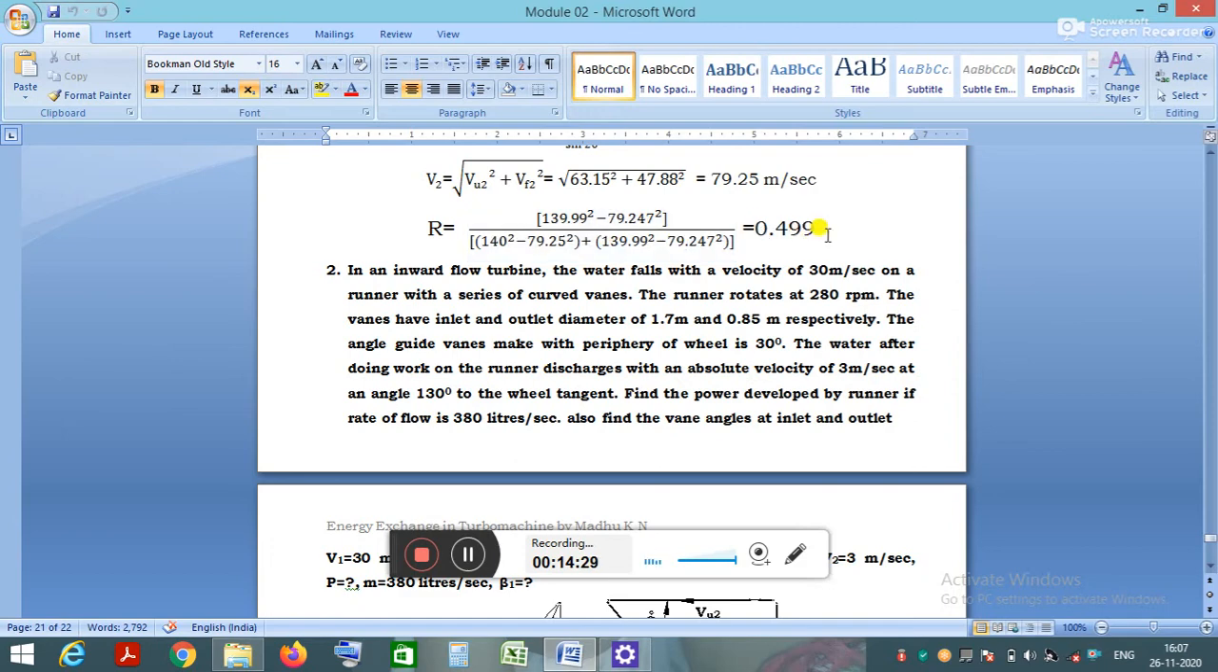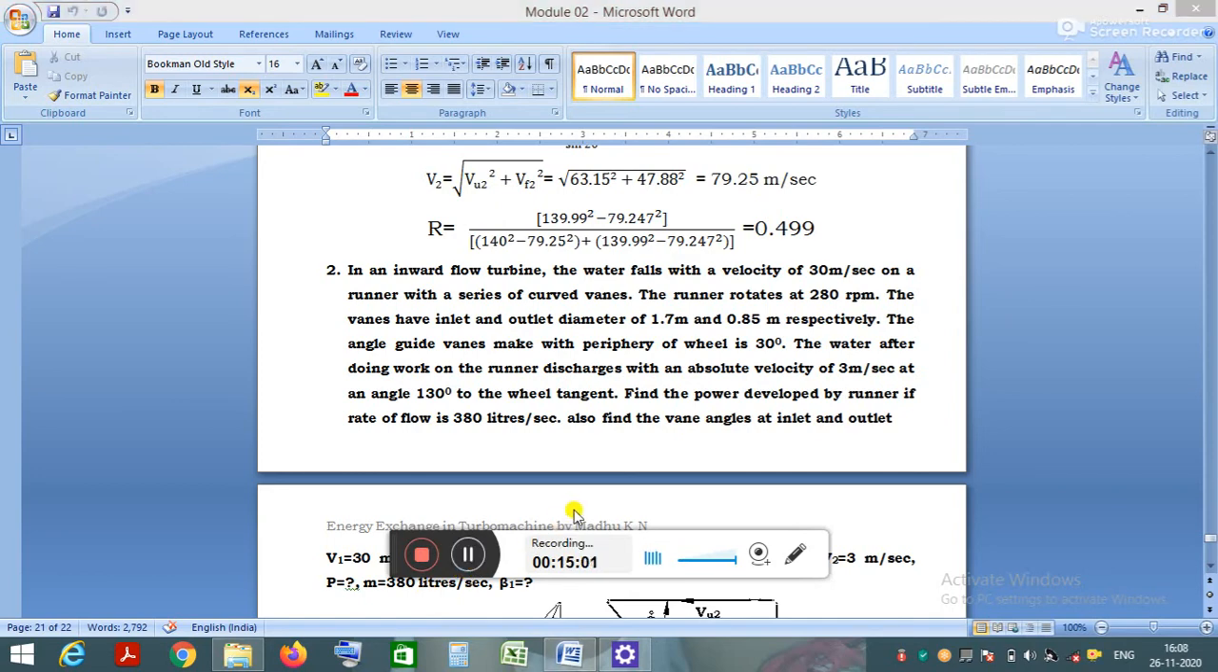The next problem is in an inward flow turbine. He has given the words inward flow turbine. That means it is not an axial flow turbine. It may be a radial turbine or a mixed flow turbine, depending on the other conditions, but it is not an axial flow turbine. In an inward flow turbine, the water falls with a velocity of 30 meters per second on a runner.